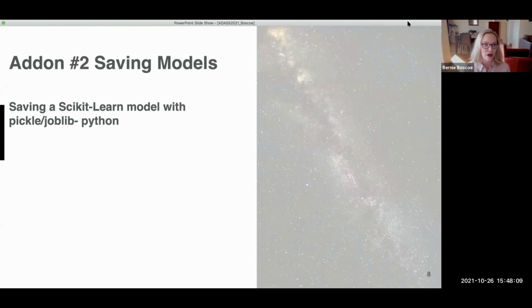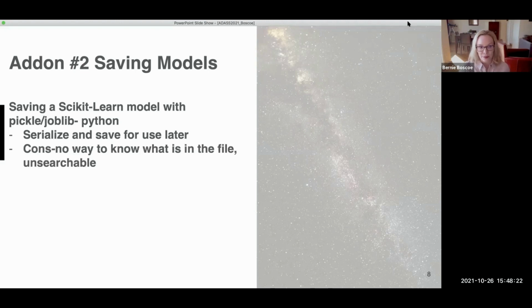So number two, saving models themselves. For example, one might save a scikit-learn model with Pickle, which is a Python-based serialization tool. And you can save these and use them later. It's very easy to use. However, there's no way to know what are in these files because they are serialized. They are unsearchable. So if you save things in Pickle, but you do not know what you saved in Pickle or who did this, if you're working on a team, or when or how, you have a problem because you don't know what it is.